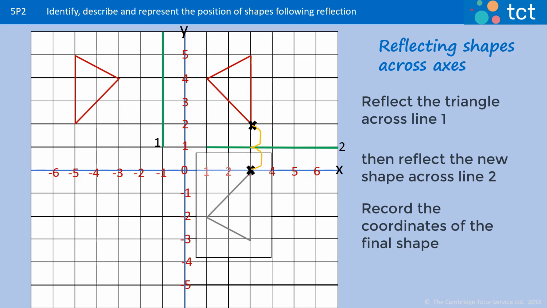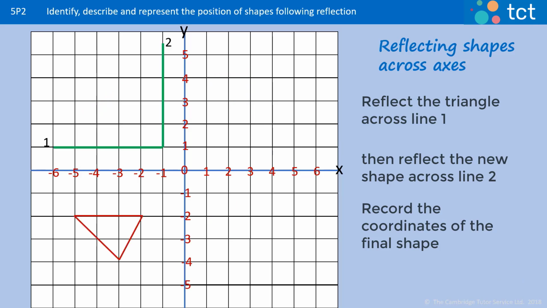We've been asked to write the coordinates of that final triangle. So let's have a look at where those points are. Looking at the first one at the top, the coordinates are 3, 0. Looking at the one at the bottom, the coordinates are 3, minus 3. And the final one, the coordinates are 1, minus 2.